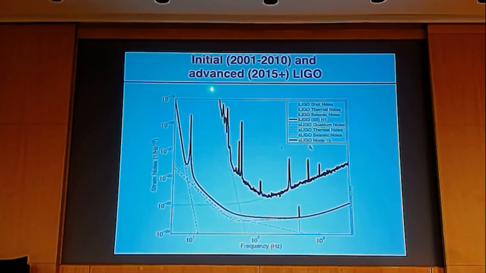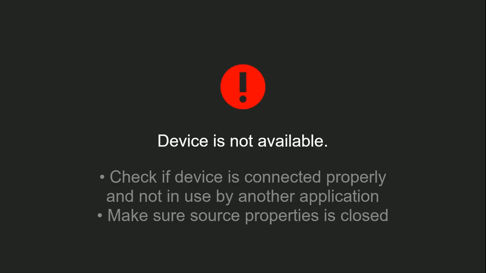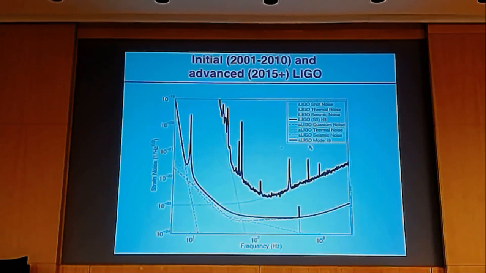At low frequencies, the noise rises very steeply because of seismic noise. Seismic noise is moving the mirrors, and that noise is competing with the distance change produced by gravitational waves. And at the middle frequencies, the noise is dominated by what we call thermal noise, the Brownian motion of the atoms in the mirrors.